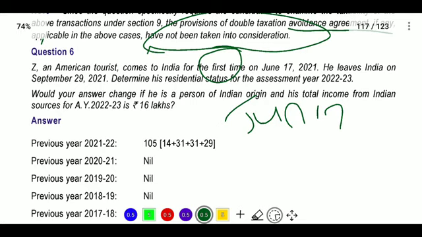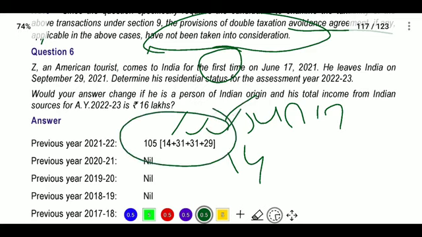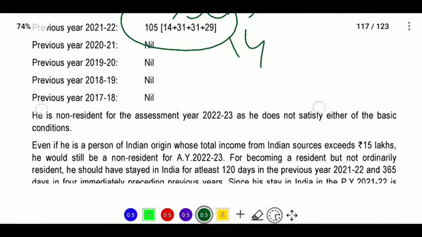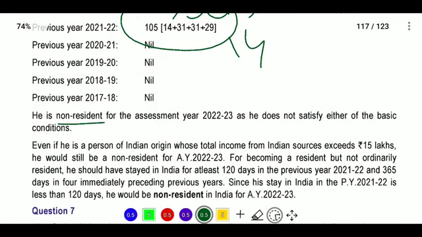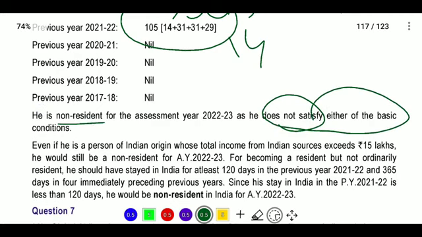For June it is 30 days, no? June means 30 days. So 30 minus 16 becomes 14 days, plus July 31, August 31, September 29. So total 105 days he stayed in India. Now the question is whether he is a resident, with total income from Indian source of 16 lakhs. If he is a non-resident and does not satisfy either of the basic conditions, then he will be treated as non-resident.